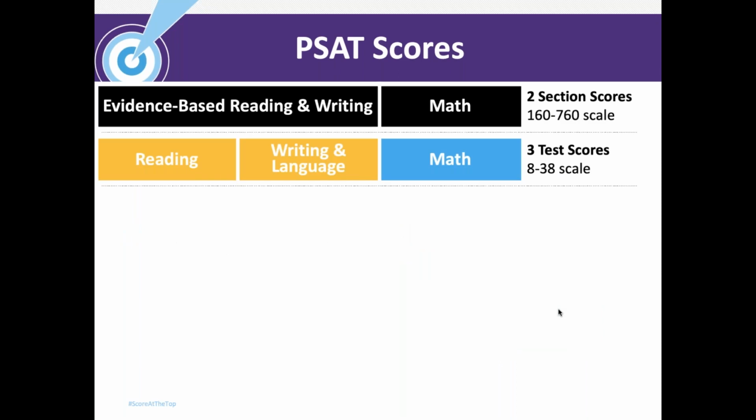And then you'll get a breakout. This is when you get your score report. You'll get quite a bit of data. What most students are concerned with most are what we call the two section scores: the evidence-based reading and writing, which is one of the 160 to 760 scale scores, and then the other is the math, the combined calculator and no calculator. Then you're going to get a breakdown of the individual reading, writing and language, and math scores on an 8 to 38 scale. So you have a raw score, and then the raw score is converted into a scale score.